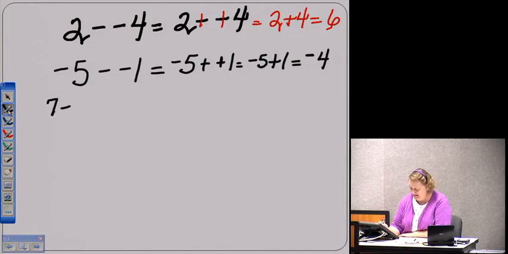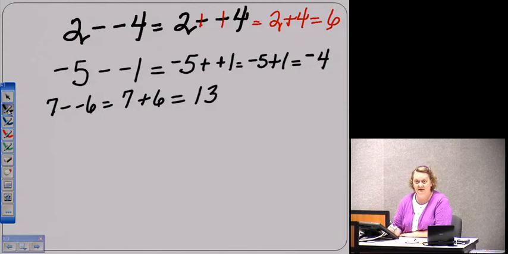7 minus a -6. Those become adding the opposite. I end up with 7 plus 6, which just gives me 13.